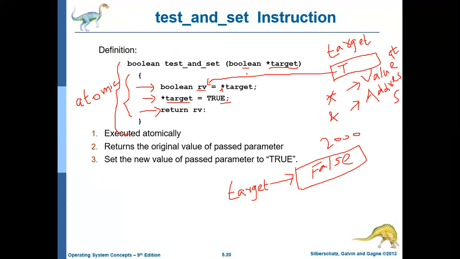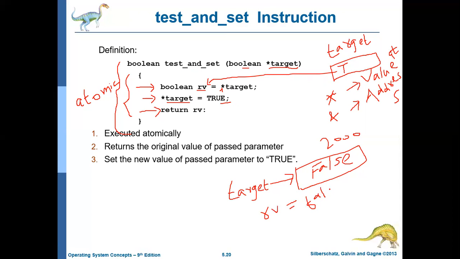Now it calls this particular test and set and it is sending the target. So now what we are doing, RV is equal to star target. So this star target means what? Value at target. What is the value at target? False. So what will be RV? RV also will be false. RV will be false in this case.